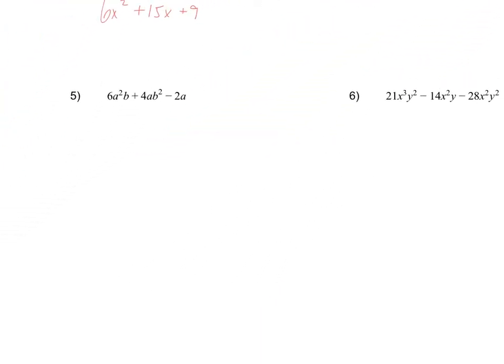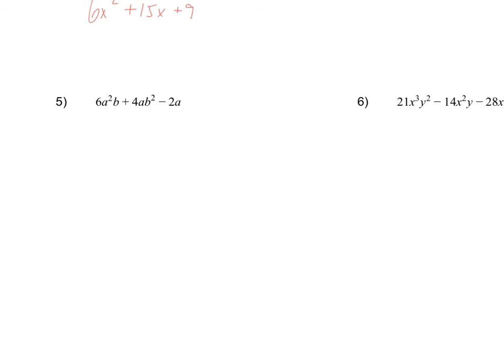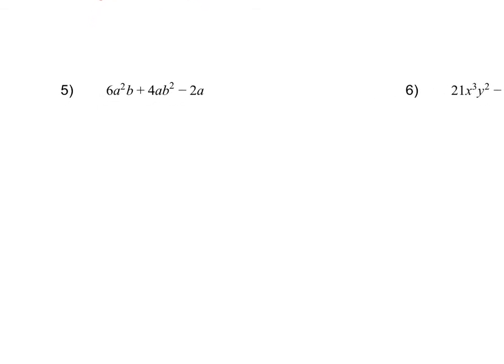All right, let's try just one more, and then I'll have you try the last one on your own. All right, looking at this one, I have 6a squared b plus 4ab squared minus 2a. Always start with those numbers. So the greatest common factor is going to be 2 for each of these. They don't all have a b, so I know I cannot take a b out of all of them. However, they do all have an a, at least one, so I'm going to factor out also an a.